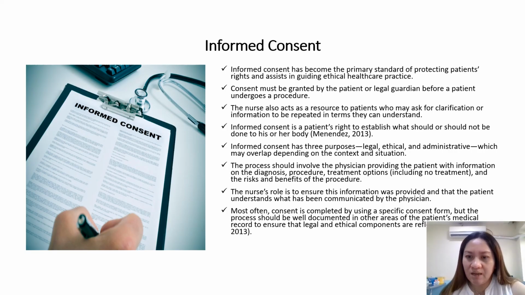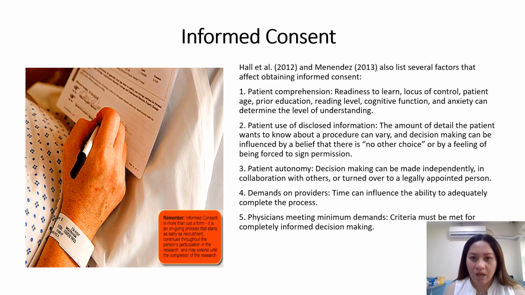Consent is completed by using a specific consent form, but the process should be well documented in all areas, and the patient will then sign legibly his or her name. But if the patient cannot sign legibly, then a thumb mark can be done. Or if the patient is incapacitated, meaning the patient cannot think, cannot move, or GCS 3, meaning a comatose patient, or the patient is a baby, then the mother, the parent, or the guardian can sign the waiver or the consent, and so on and so forth.